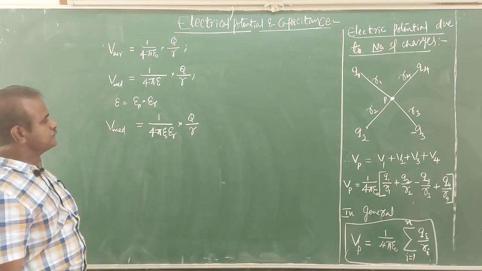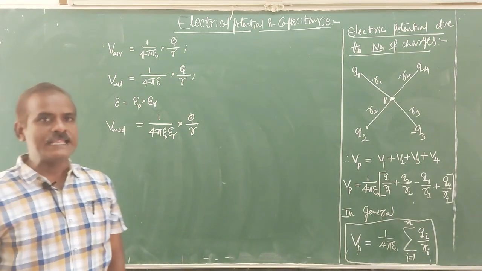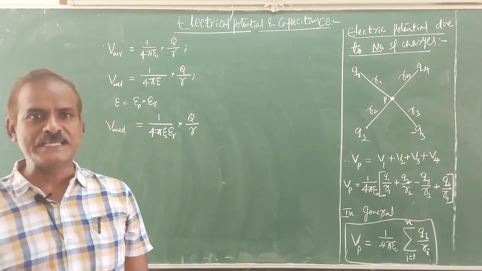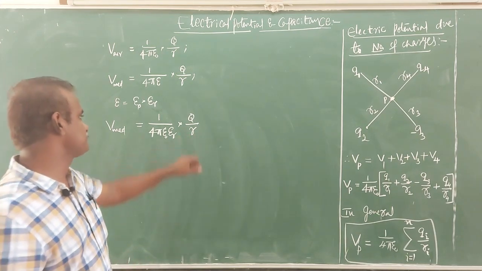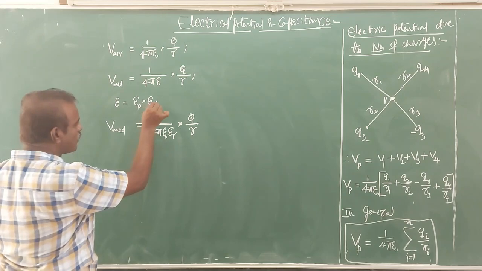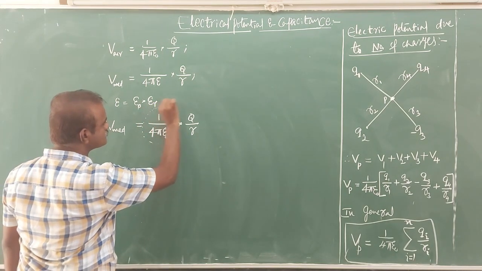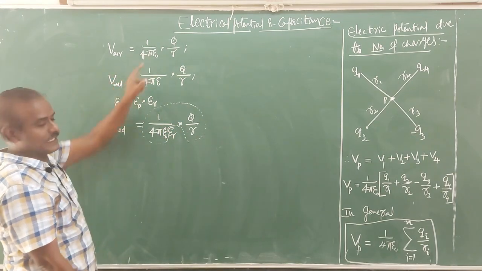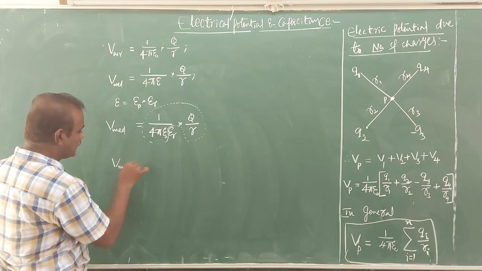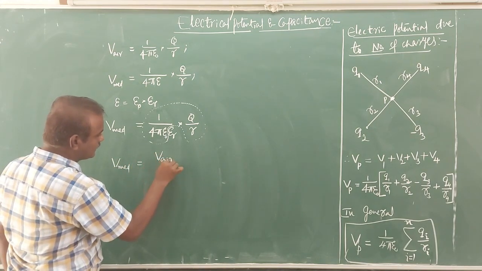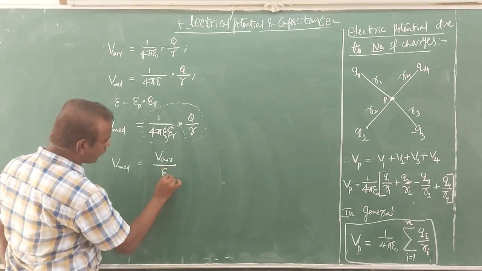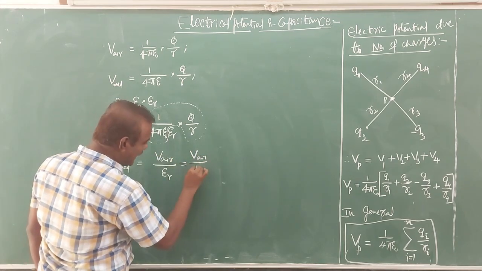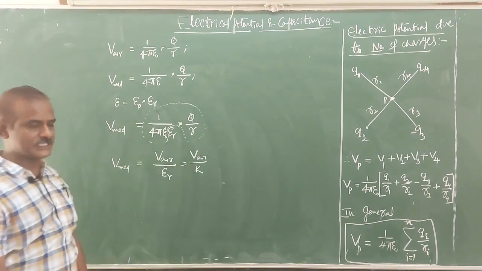Yes. ER, as you know, ER is relative permittivity. What is the other name? Dielectric constant. The other name is dielectric constant. Now, this part, except ER, this is V in air. Therefore, V in a medium is equal to V in air divided by ER, or V in air divided by K. What is K? Dielectric constant.